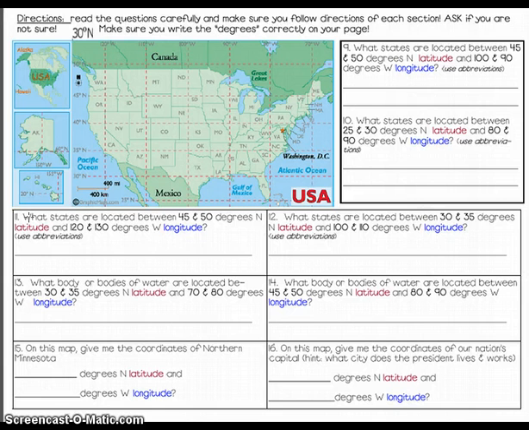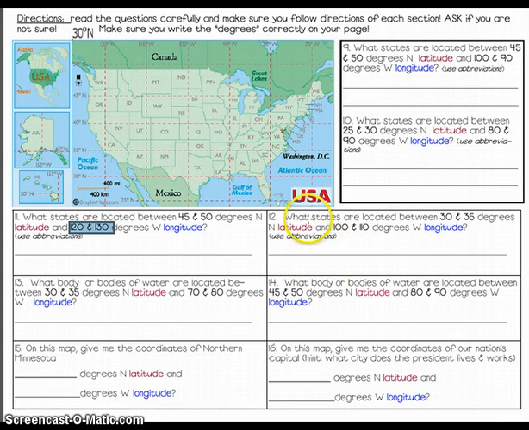Number 11. What states are located between 45 and 50 degrees north latitude and 120 and 130 degrees west longitude? Pause and mark your answer.